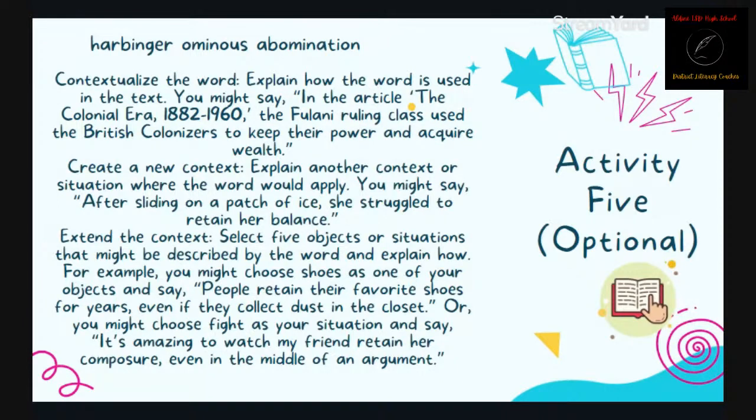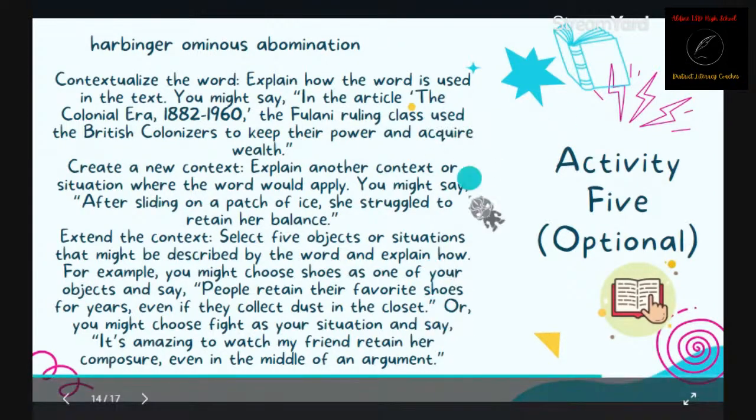Students choose 5 vocabulary words from the vocabulary list for chapter 15 to learn more deeply, contextualizing them following the process on the screen, which uses the word "retain" as an example.